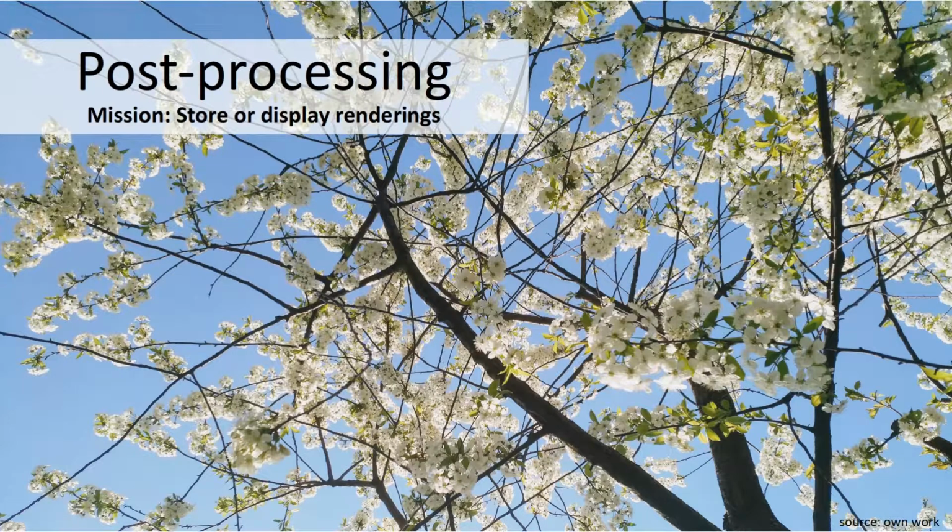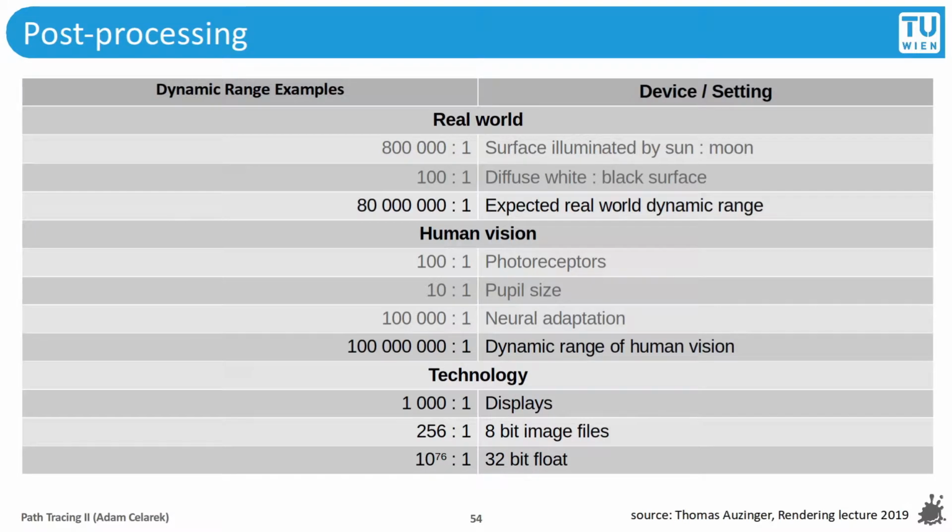But we'll look at post-processing now. That is, what do we do before storing or showing our computed radiance values? Let's start with a bit of context. The first thing to realize is that the dynamic range of light in the real world is considerably larger than what we can show on displays or store in normal image files. Take for instance the difference between illuminating a piece of black and white paper by the sun versus the moon, in here. The sun's illumination is 80 million times stronger. The human vision system can adapt and process a difference of up to 100 million.